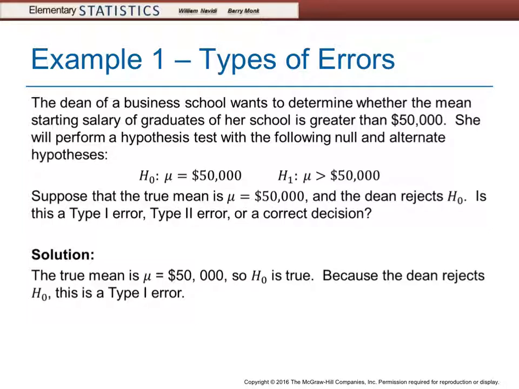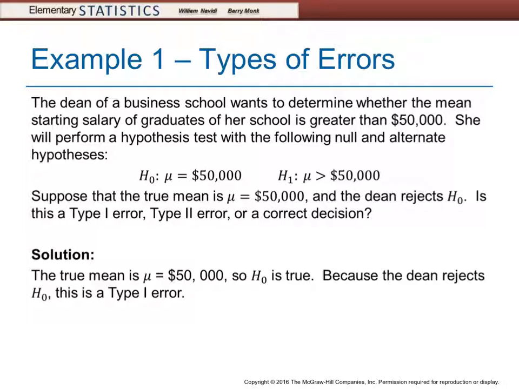So here are some examples. Example 1. The dean of the business school wants to determine whether the mean starting salary of graduates of her school is greater than $50,000. She will perform a hypothesis test with the following null and alternative hypotheses. H0 is mu is equal to 50,000. H1 is mu is greater than 50,000. Suppose that the true mean mu is 50,000, and the dean rejects H0.